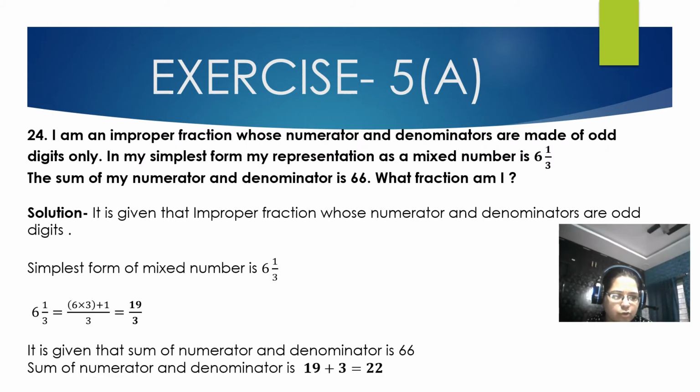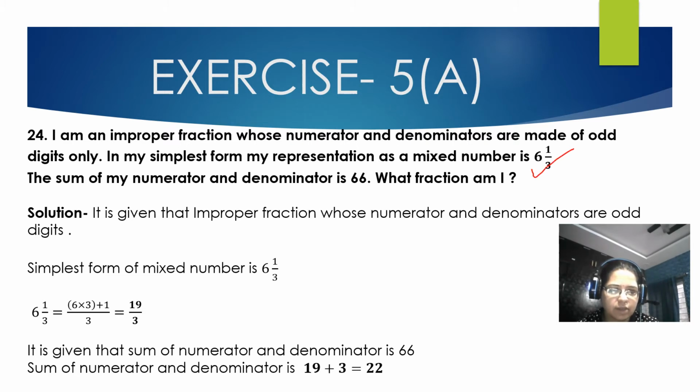Now we solve question number 24. Question number 24 is: I am an improper fraction whose numerator and denominator are made of odd digits only. In my simplest form, my representation as a mixed number is 6 1/3, and the sum of my numerator and denominator is 66. What fraction am I? This is a HOT question.